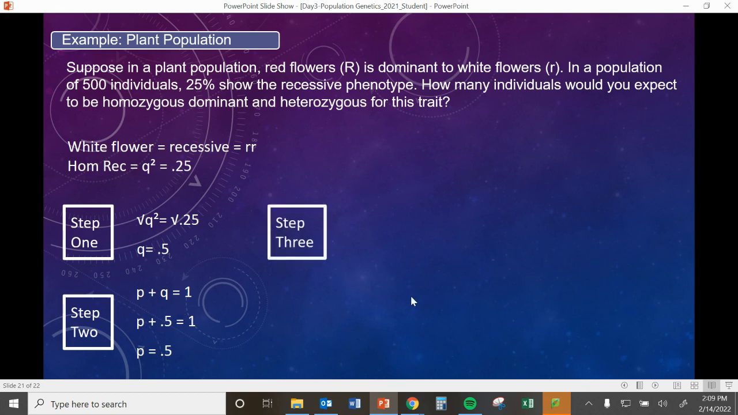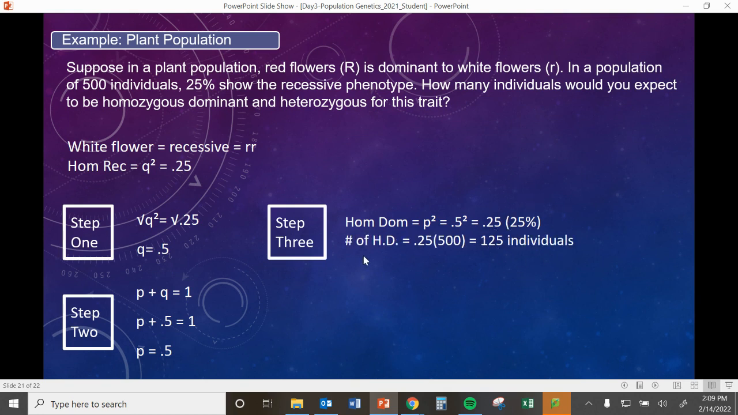Our next step is to now put these into the correct part of our equation. So for a homozygous dominant individual, that's P squared. We're going to put 0.5 squared, so 0.25 or 25%. And then we can figure out the number of homozygous dominant individuals by multiplying that percentage by the total population, which in this case is 500. So we can figure out that there are 125 individuals that are homozygous dominant.